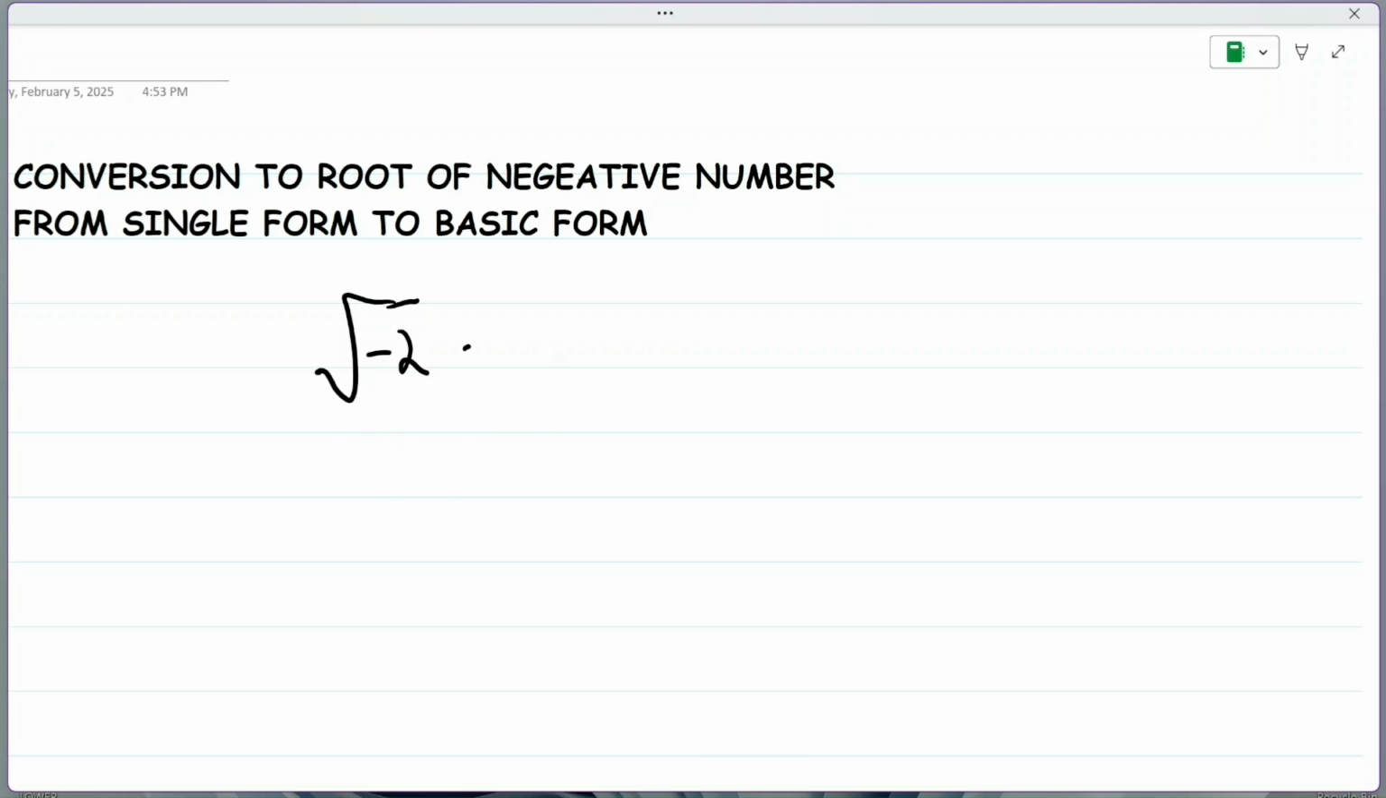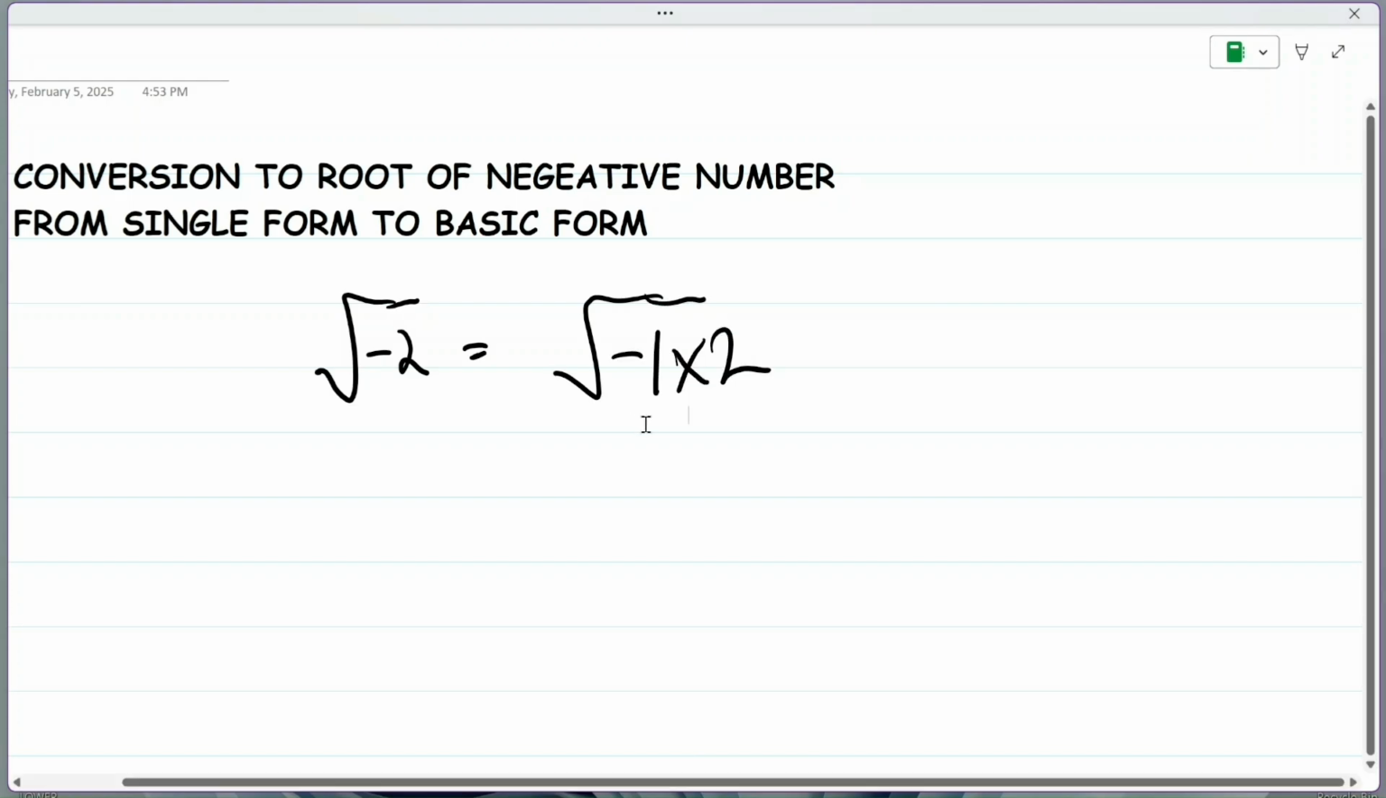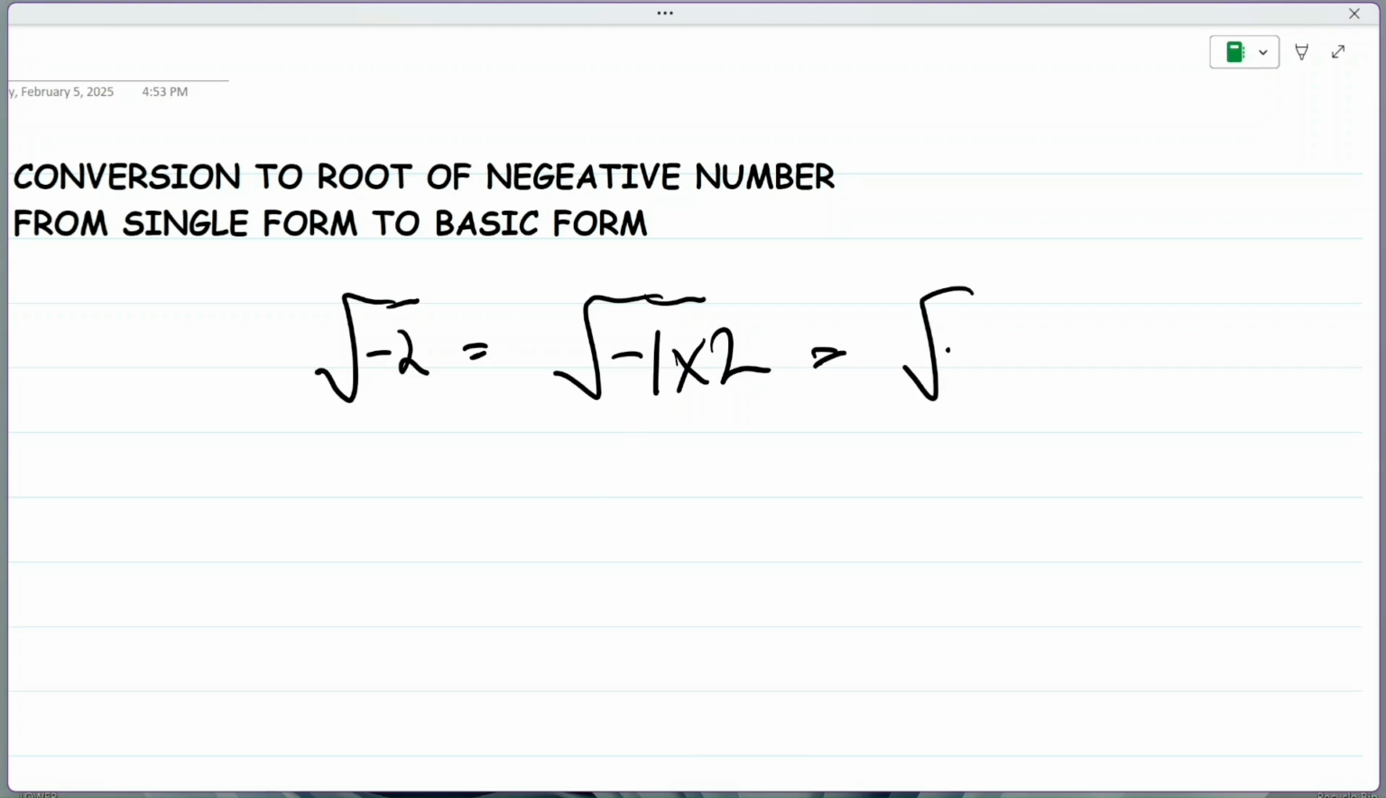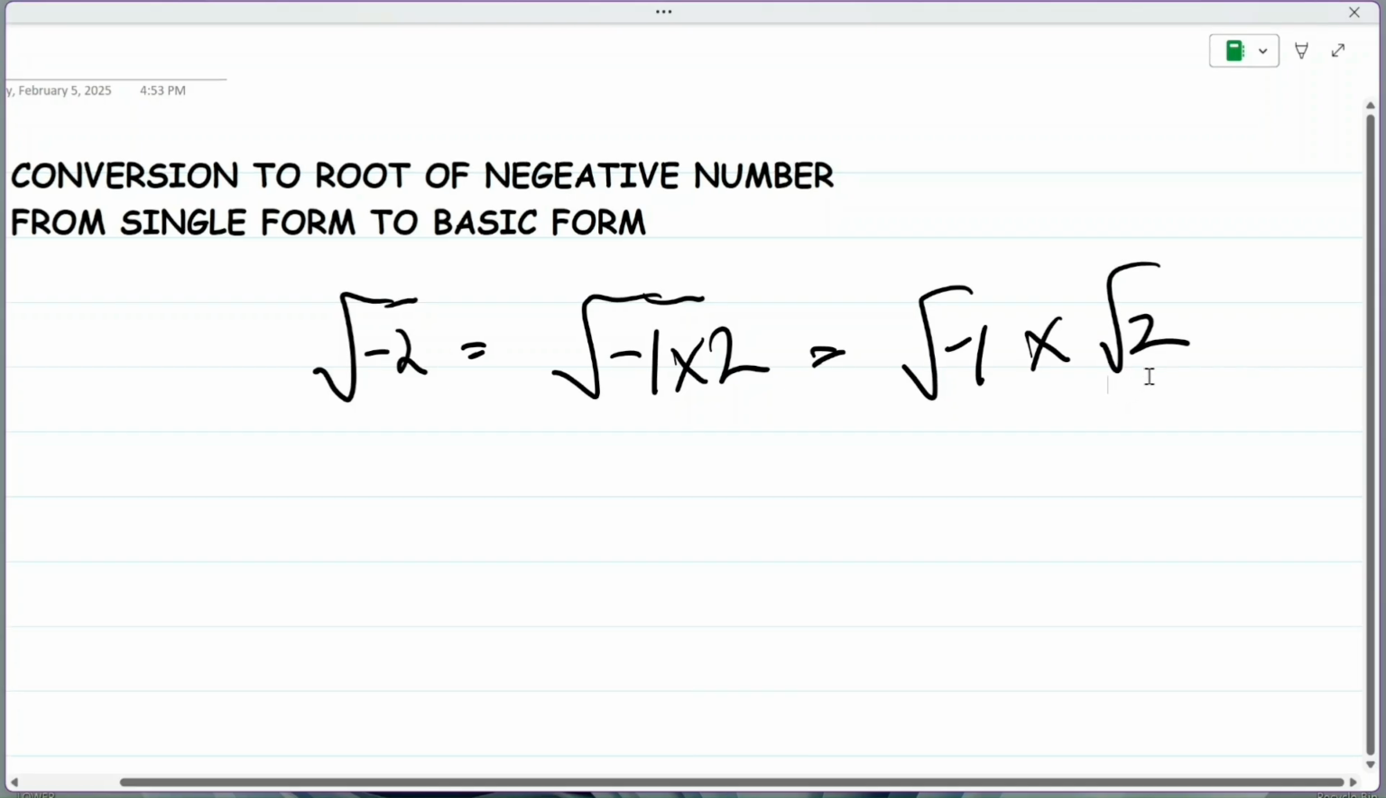In this case, we can break the square root of minus 2 into square root of minus 1 times 2. Minus 1 in this case could be referred to as a negative perfect square. And we can break this into square root of minus 1 times square root of 2. Square root of 2 is an imperfect square. There's no perfect square greater than 1 in it, and if you find the square root, you get a decimal.